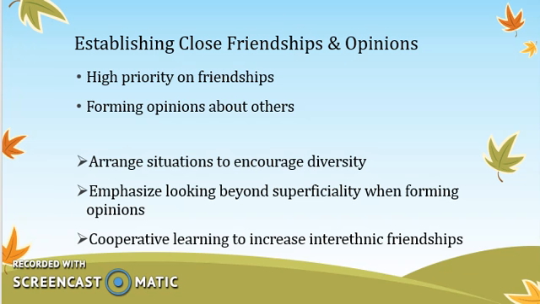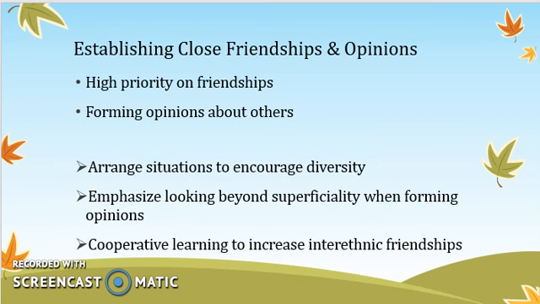So a way we can teach in light of this is to arrange situations to encourage diversity. So this could mean having people of different cultures sit by each other in class. It also means emphasizing to look beyond superficiality or the outside appearance, such as skin color or religion or even someone's gender, and being able to form friendships no matter what that person is.